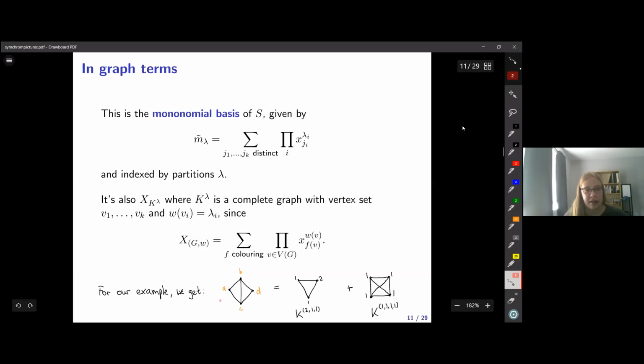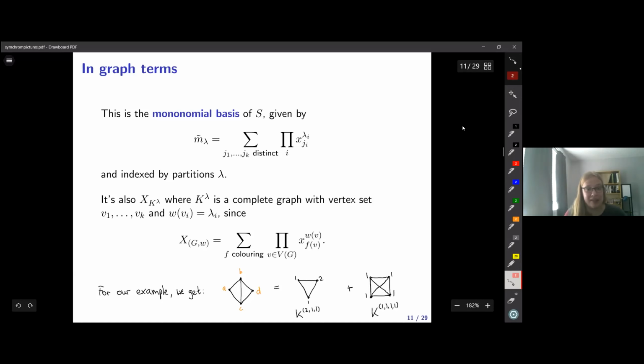And then I can say the colorings of this graph G that we've looked at before, well, they're just colorings of this complete graph where I have 2 vertices with weight 1 and 1 of weight 2, because I have to color with 3 different colors, but 1 is used with weight 2 and the others are only used with weight 1. Plus this complete graph where I use each color only once, so each vertex has weight 1. And so I can think of the spaces as graphs.